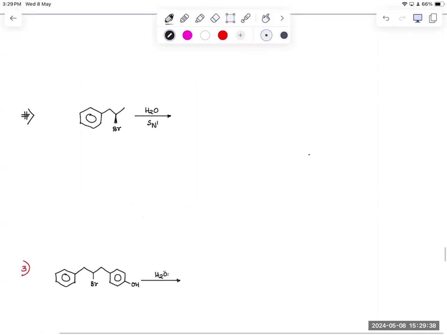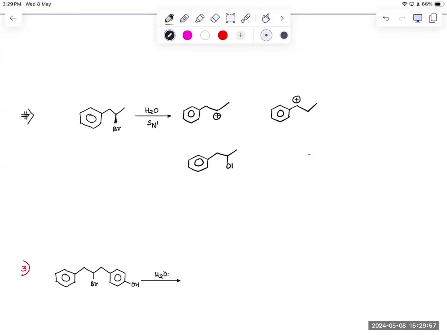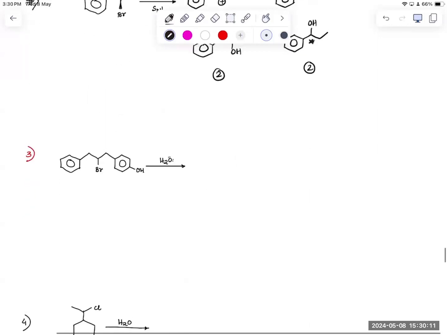Check the first case. Get the carbocation here. The carbocation can undergo rearrangement to a further stabilized carbocation. This is what you'll get. So from there, after adding water, we'll get the product with OH. If I add water, I'll get OH here. This is also a chiral center. This is also a chiral center. Here we'll get two products. Here we'll get two products. Next one.